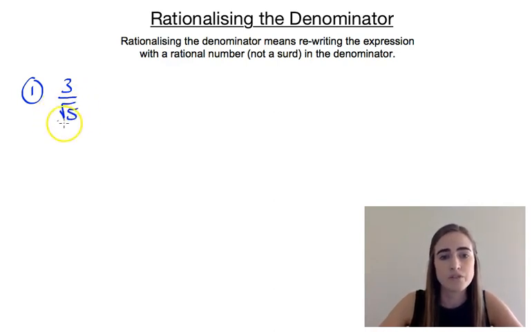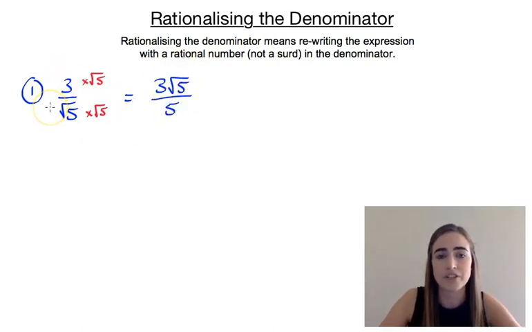So what we can do to turn this into a rational number, we know that if we multiply it by itself, root 5 times root 5 will just give us 5. So that'll turn that into a rational number. But if we do that to the bottom of the fraction, we also have to do it to the top. So we'll do that, and what we'll end up with is 3 root 5 over 5. So we've rationalised the denominator of that expression.